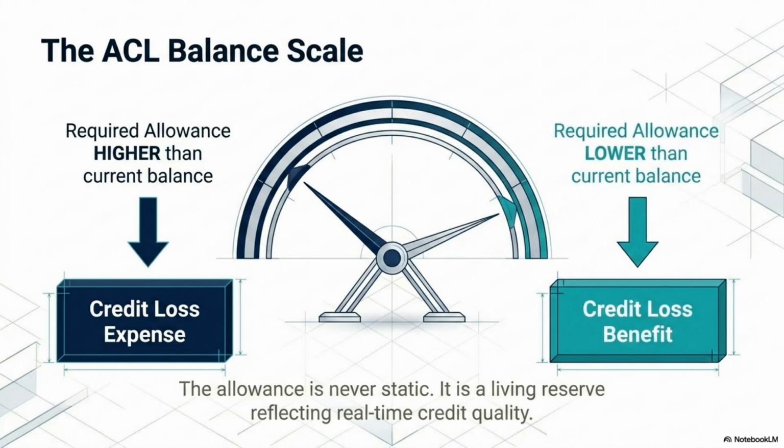The scale shown here captures the two outcomes. When the required allowance is higher than the current balance, the company records credit loss expense. Credit quality has deteriorated, or the portfolio has grown, so more reserve is needed. When the required allowance is lower than the current balance, the company records a credit loss benefit. Credit quality has improved, or the portfolio has shrunk, so some of the reserve is released back to income. The allowance is a living reserve that fluctuates with real-time credit quality. It is never static and never optional.